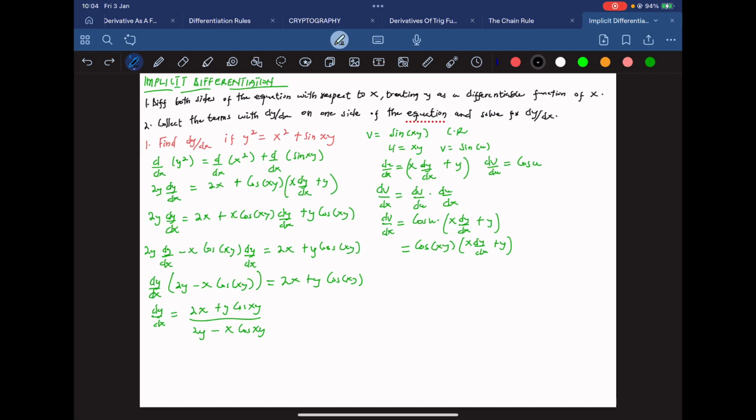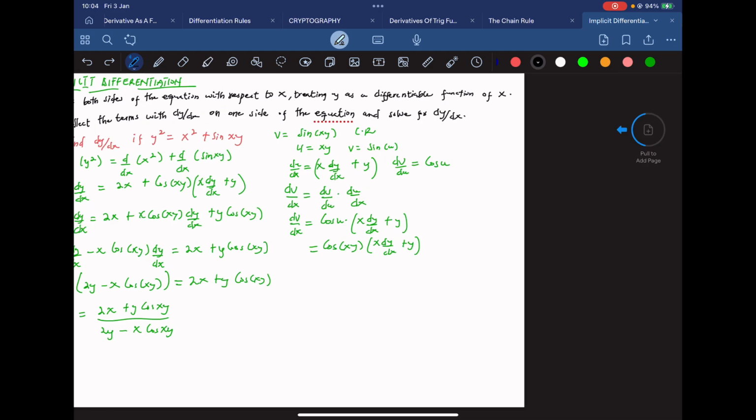So using implicit differentiation, we combine the chain rule. Sometimes we also have to do the product rule. It's kind of tedious, but if you follow the steps, it's way easier. Now let's look at the second question.